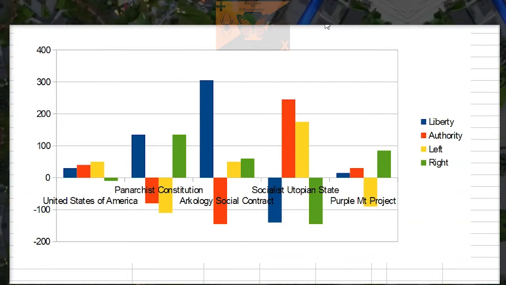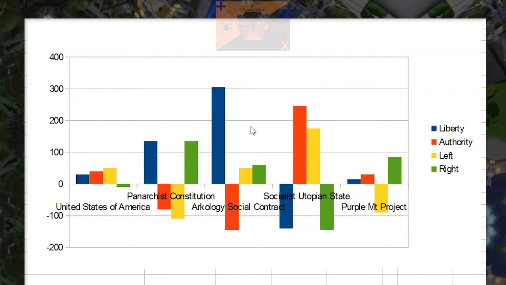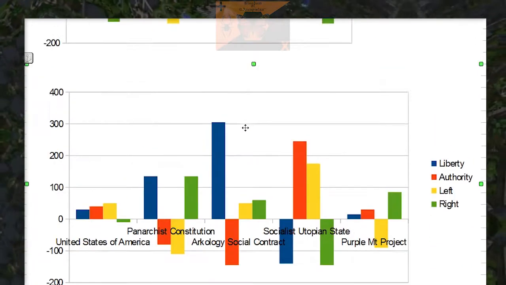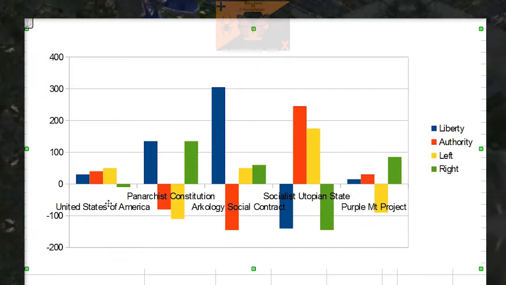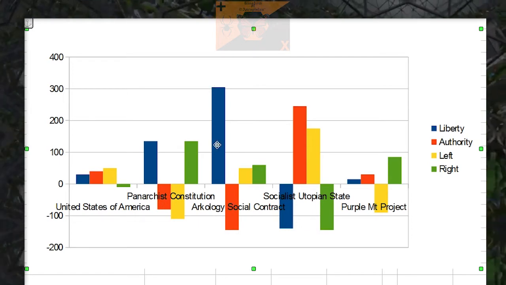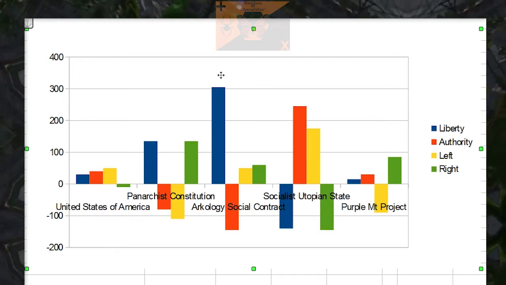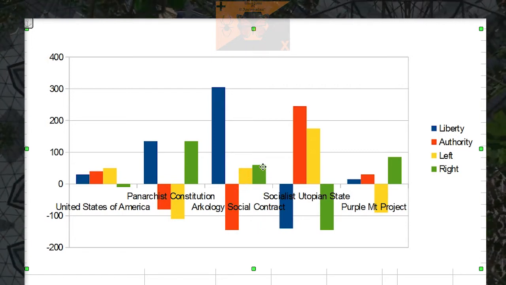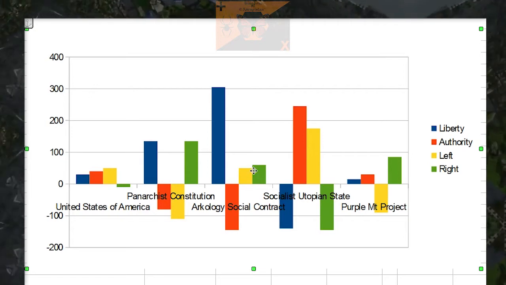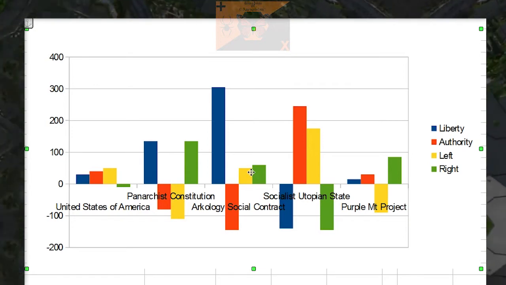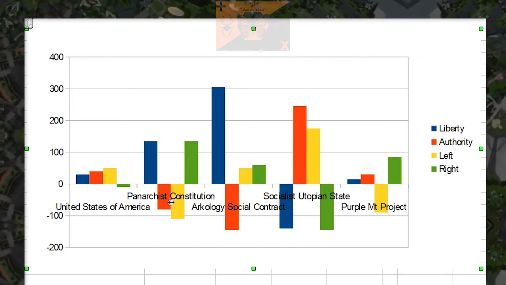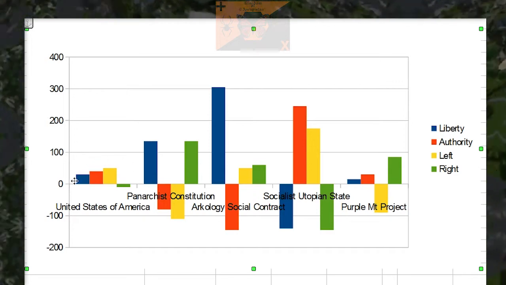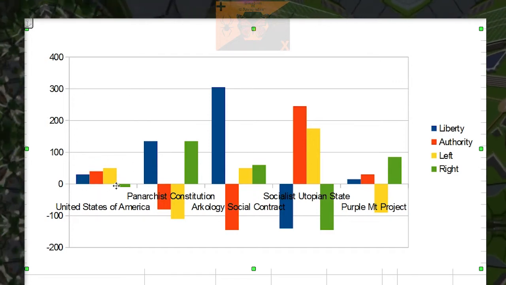visualizations and analysis. Now, once again, exact same data, but the axes are switched. So now we have our ecology social contract, these 4 colors. Look at that liberty, look at that authority, and then we have our left and right. The left should be yellow, the right should be green, but unfortunately. Panarchist, same thing. United States. The United States is actually the most centrist document, which is very interesting.